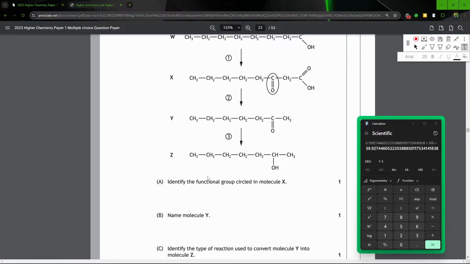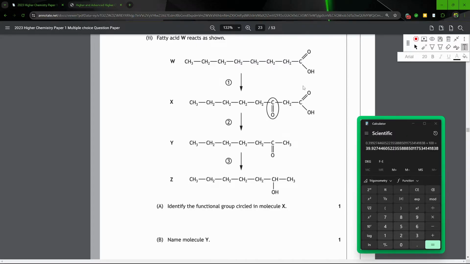Fatty acid W reacts as shown. Okay, and identify the functional group circled in molecule X. And this should be pretty obvious. It's going to be a carbonyl group. Whenever you see a double bonded oxygen to a carbon, it is a carbonyl functional group.